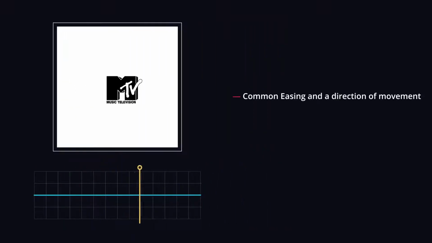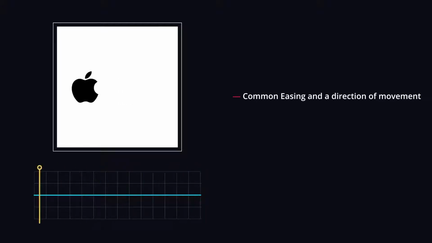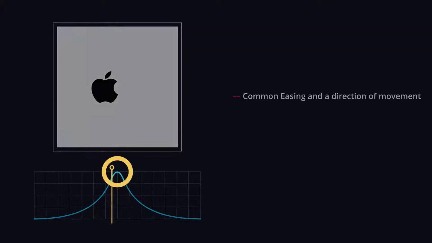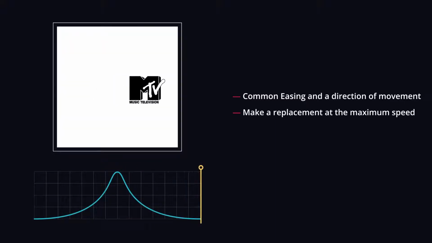First, we've animated the position parameter of the first object, parented it to the second one, and replaced one with the other at some point. That is, we've created a common easing and a direction of movement. This is the first rule of good morphing. But this rule can't work alone. So our next step was to adjust the speed graph and make a replacement at the maximum speed. As at the maximum speed, it is more difficult for the human eye to notice the replacement. And this is the second rule of good morphing.